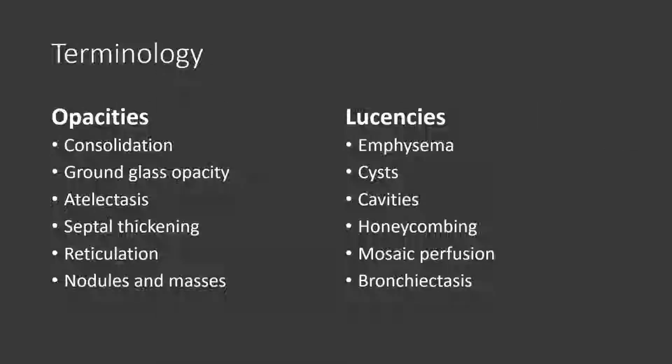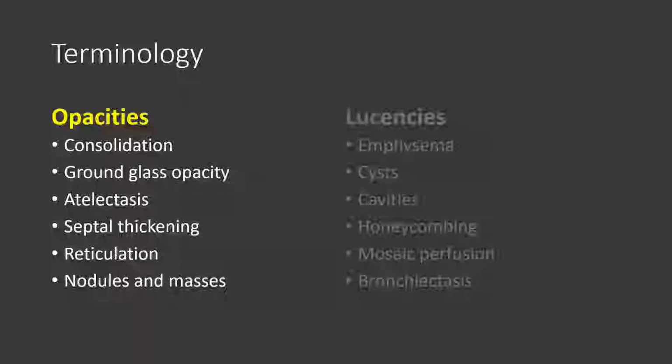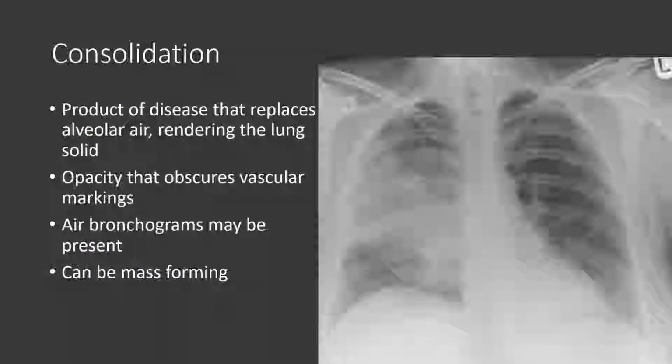We will also briefly touch on some of these differential diagnoses as well as some important signs. This is the list of opacities and lucencies that we'll be discussing in this lecture. Let's first start with opacities, those being consolidation, ground glass, atelectasis, septal thickening, reticulation, nodules, and masses. So let's first talk about consolidation.